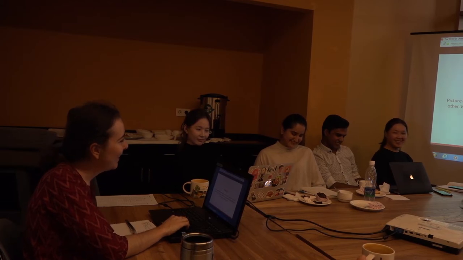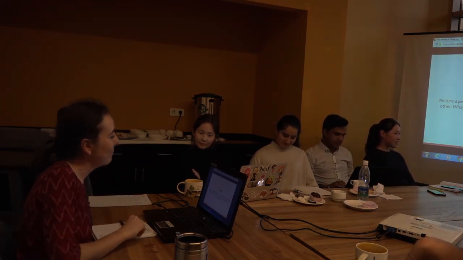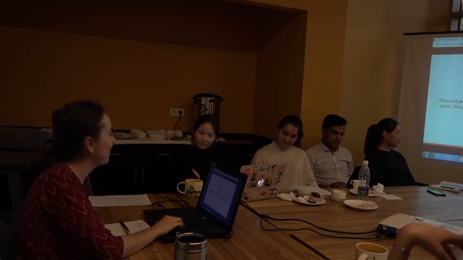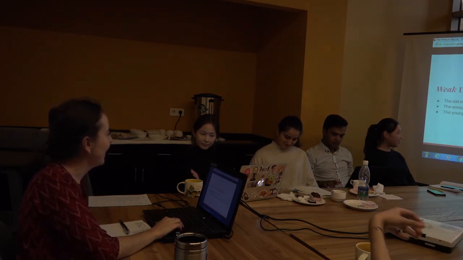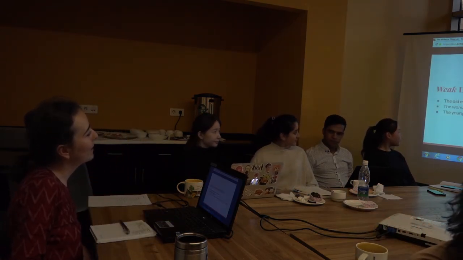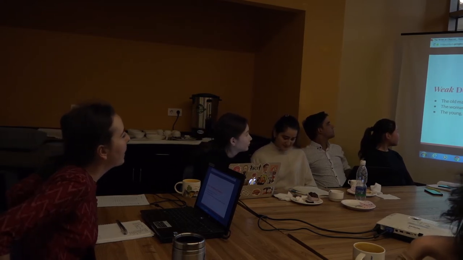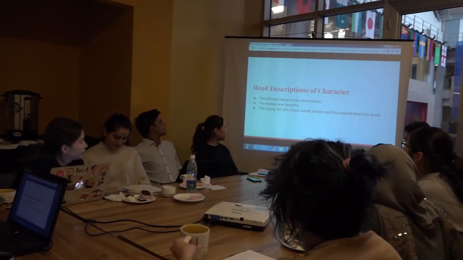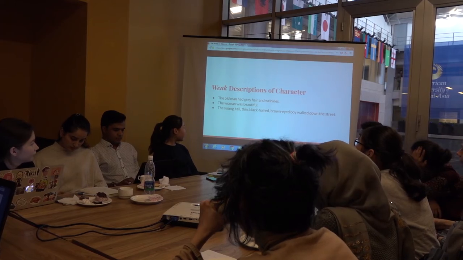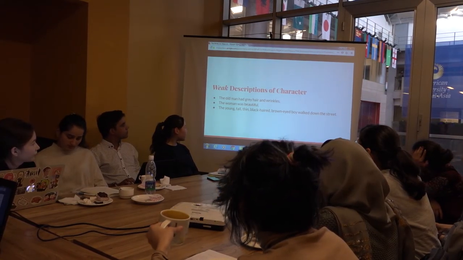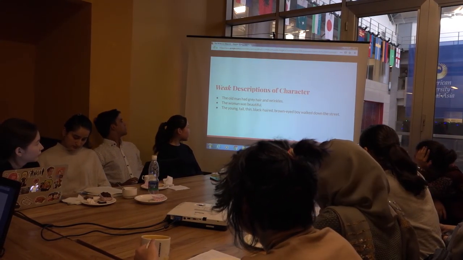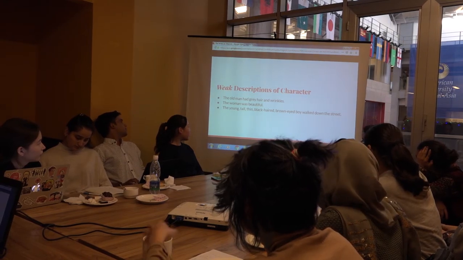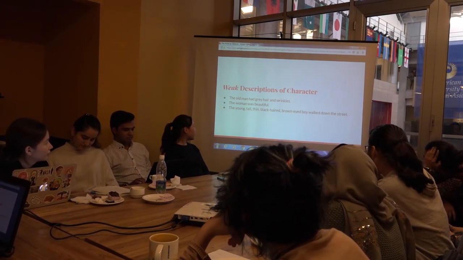So thank you guys. Those were very lively descriptions, and you could really picture the person or hear the person that you were describing. Those are really good. Let's look again at some weak descriptions and talk about why they're not great. The old man had gray hair and wrinkles. The woman was beautiful. The young, tall, thin, black-haired, brown-eyed boy walked down the street. What is the matter with these descriptions? What is wrong with these descriptions? How can we make them better?